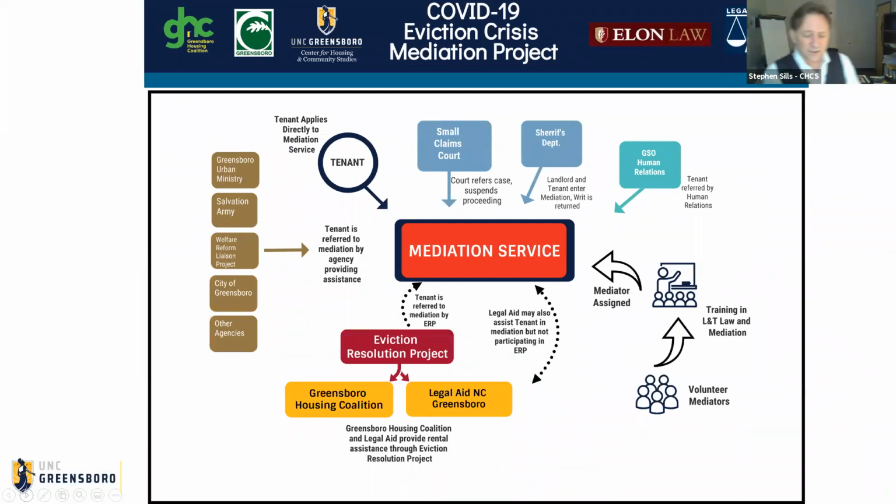A new project that starts with a pilot of 5 cases in December, 20 cases in January, and then up to 100 cases thereafter is a mediation program, which will bring in pro bono lawyers, students in mediation and peace and conflict studies, Elon Law students to act as mediators between landlords and renters. It will work with the Eviction Resolution Project and Legal Aid and Greensboro Housing Coalition, but also with many other referral agencies. In fact, they're meeting right now discussing tenancy protections, Urban Ministry, Salvation Army, Welfare Reform, City of Greensboro, Faith Action, etc.